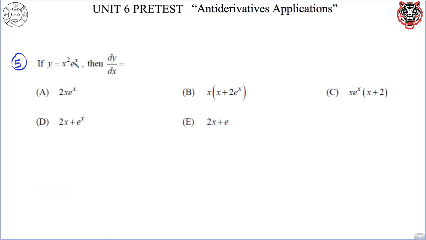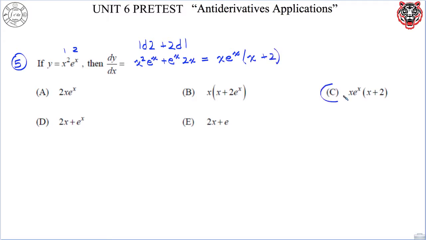On to number 5. This is just product rule, find the derivative. This is our first term, our second term. Product rule is 1 d2 plus 2 d1. So 1 is our x squared, d2 is the derivative of e to the x, which is just e to the x, plus 2 is e to the x, and d1 is 2x. Alright, so looks like none of those have that in their answers, but look, we have an x in both terms, and we have an e to the x in both terms, so let's factor out an x e to the power of x, and we're left with an x, and we're left with a 2 in the second term, and C is our answer.